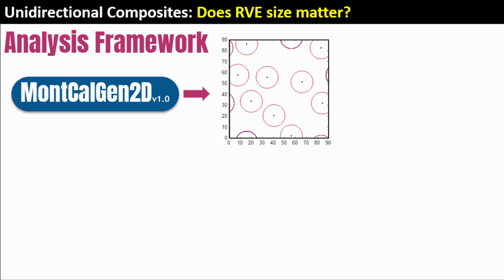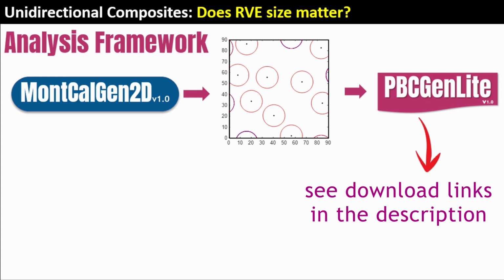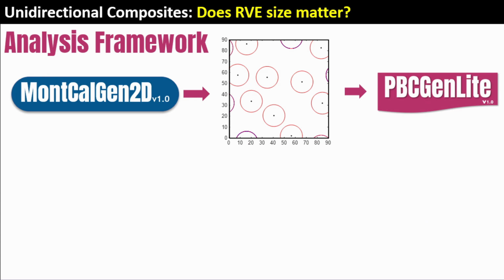It creates an output within MATLAB that looks like this, and this will be the domain that we're going to bring into ABAQUS. Within ABAQUS, we're going to run another software that I've developed for imposing periodic boundary conditions, called PBCGenLite. Again, look at the cards for details about the videos that I've made on this. For these two software, look at the description section of this video to see how to get hold of the software.